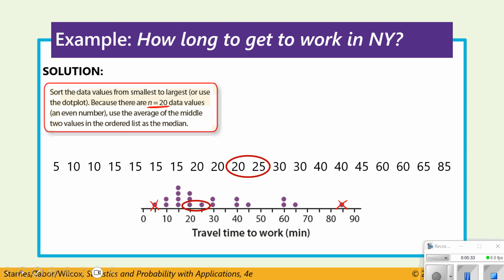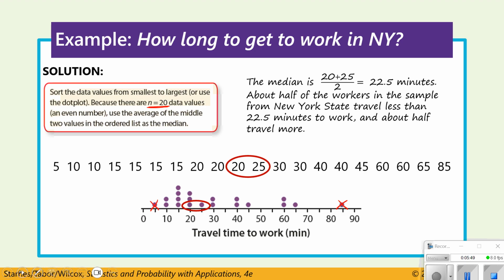So after you crossed everything off, you should have gotten 20 and 25 or the leftover numbers in the middle. So all we have to do to find the median is to average those two together. So we're going to take 20 plus 25 and divide that by 2. 20 plus 25 divided by 2 gives me 22.5. So that is the median of our data.